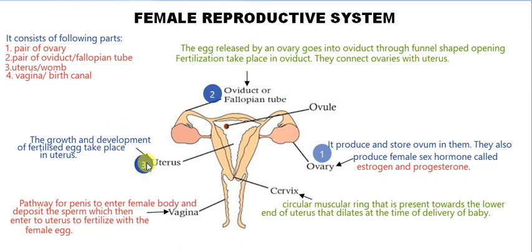Third is the uterus. The uterus is also known as the womb. The function of the uterus is that the growth and development of the fertilized egg takes place in the uterus.